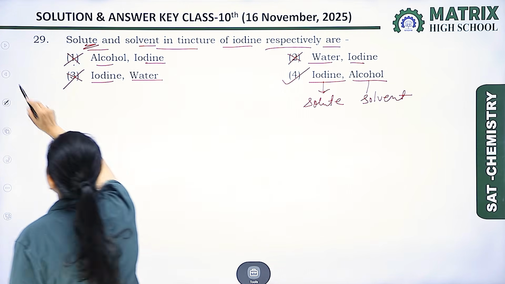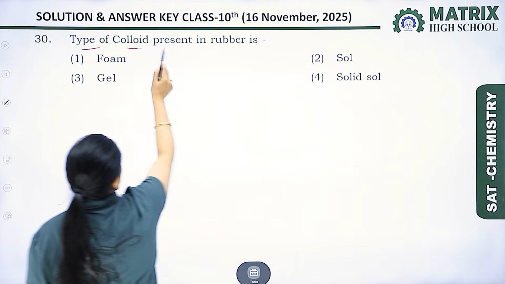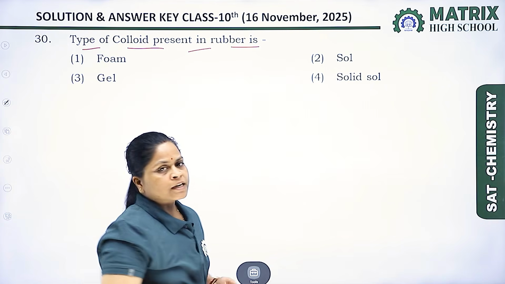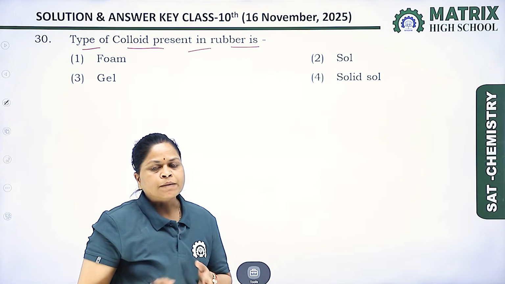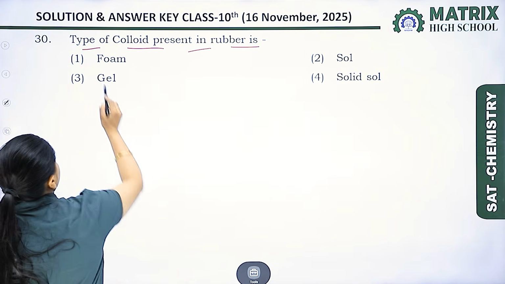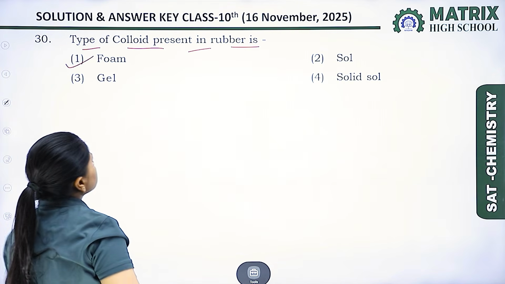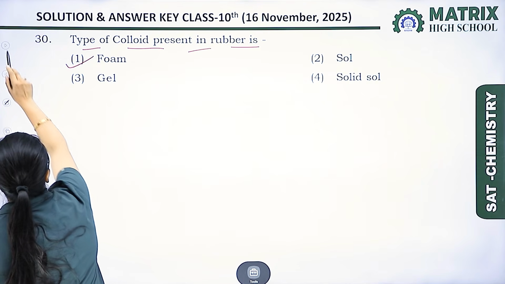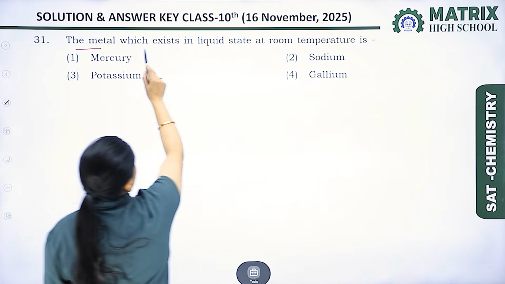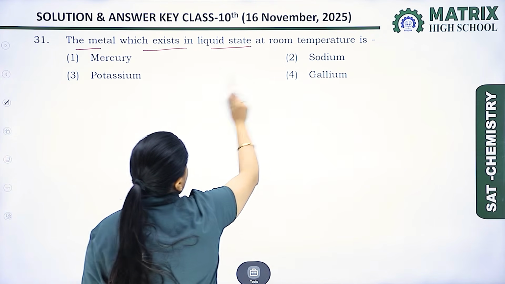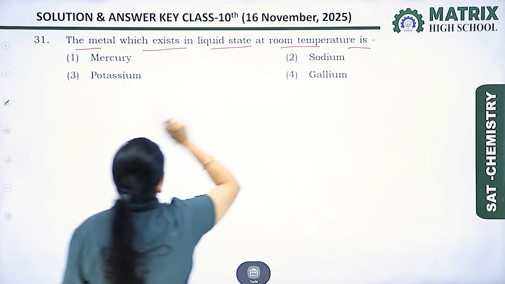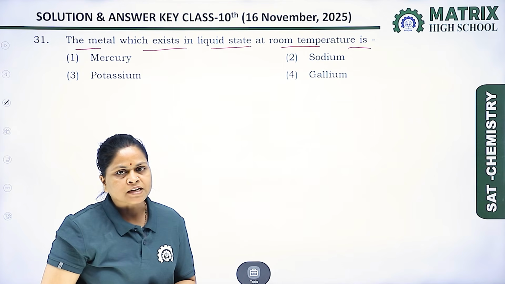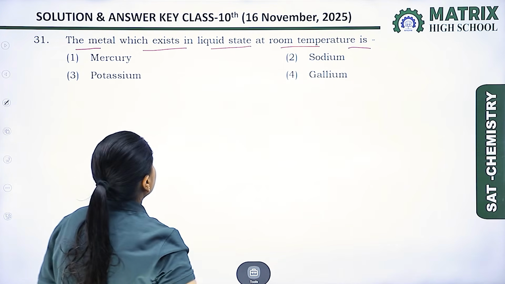Now the next question is, the type of colloid present in rubber is. As we know, rubber is a foam, so the type of colloid is foam. The first option is foam, that is correct, so the answer is option 1. Now the next question is, the metal which exists in liquid state at room temperature is. As we know, the metal which exists in liquid phase is mercury. Let's discuss the options.